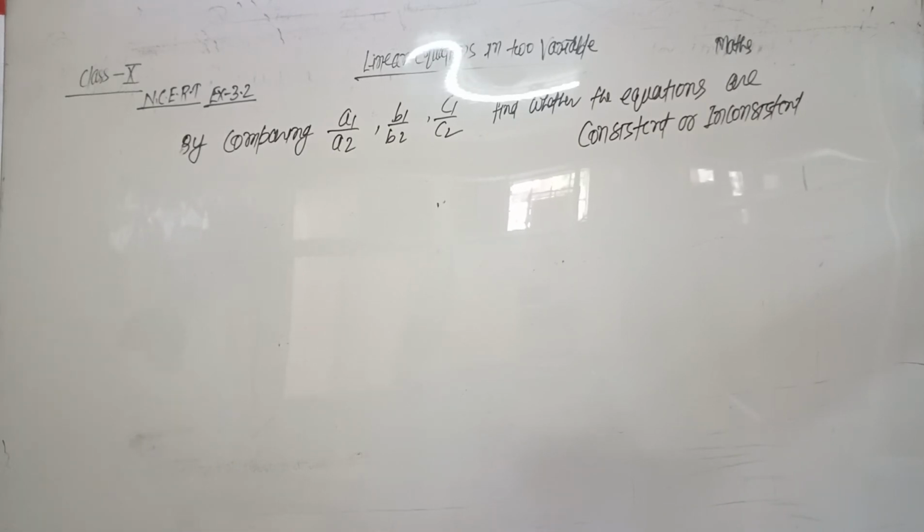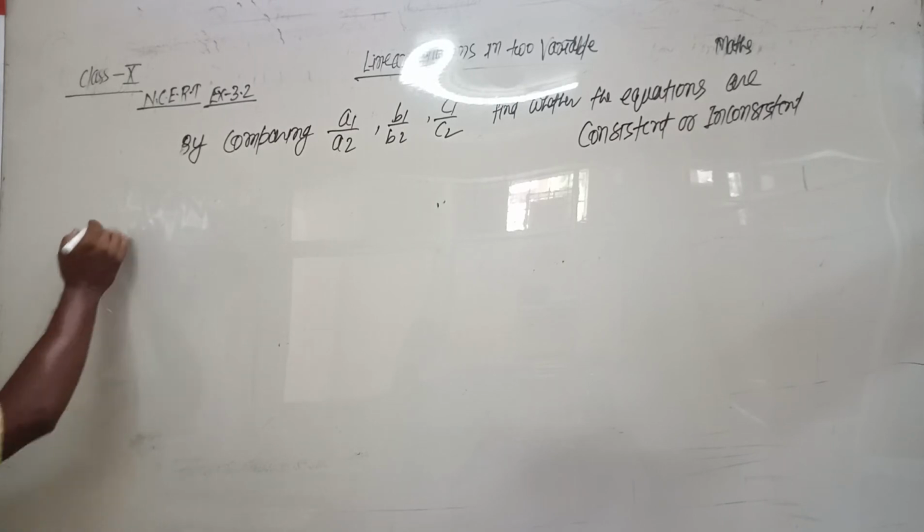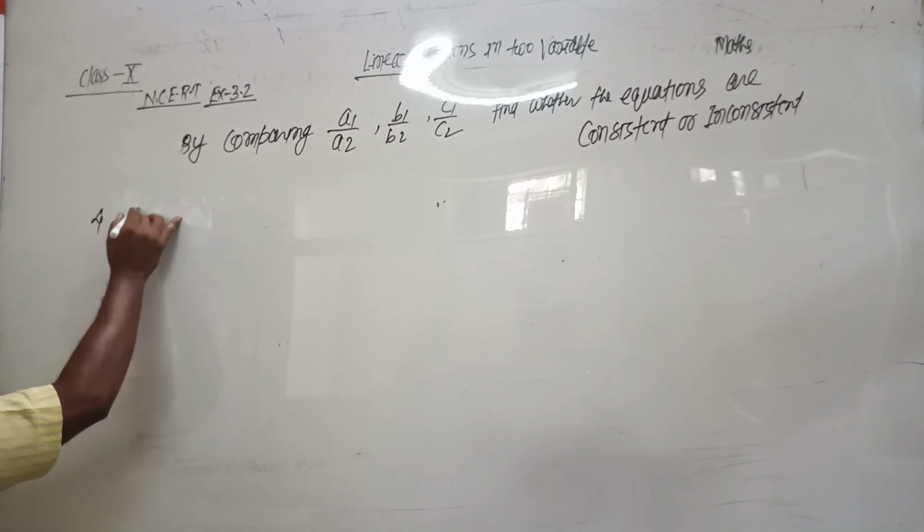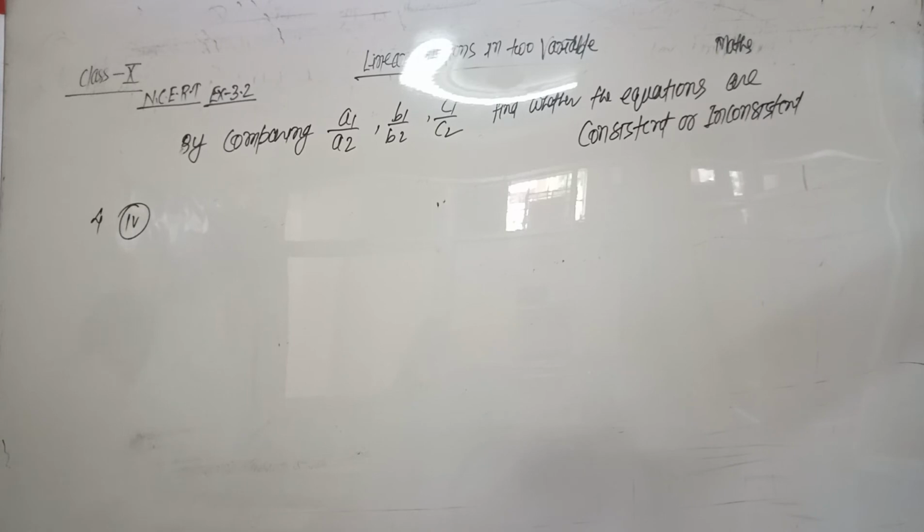Then let us see question number 4. In all these questions, we have to find whether the pair of linear equations are consistent or inconsistent. This is a similar question. One more question we will see. Fourth part of fourth question.